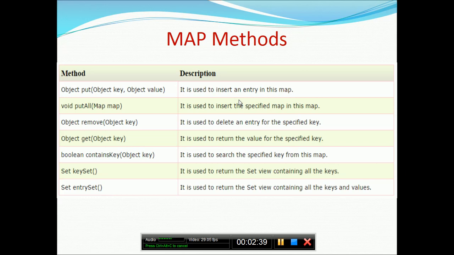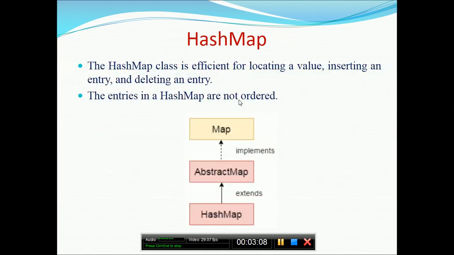Next is the keySet. It is used to return the set view containing all the keys. Means suppose you want to just return all the keys in a set view, this could be useful. entrySet is used to return the set view containing all the key and value pairs. So keySet is useful whenever you want to return the set view containing all the keys, while entrySet is used to return the set view containing all the key and value pairs.